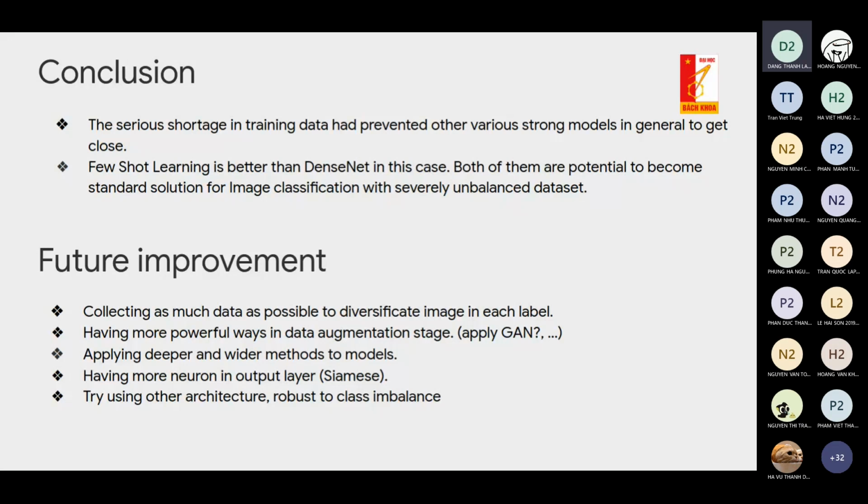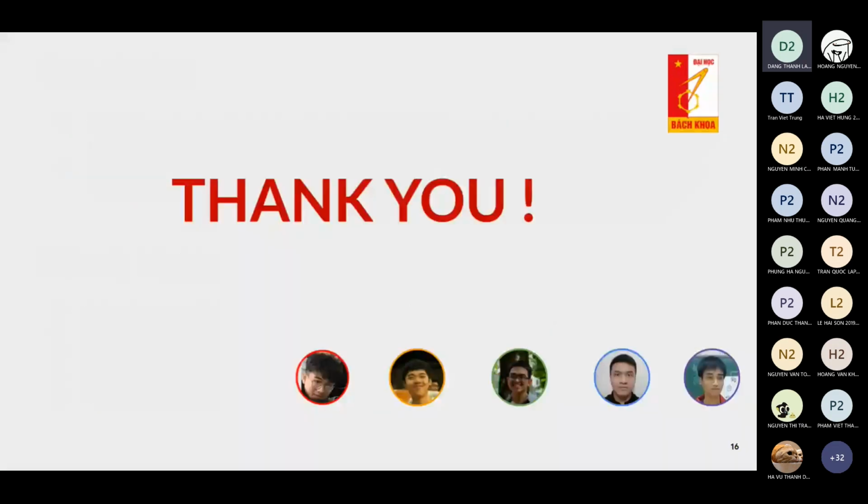For future improvement, we will need to enrich our data by collecting more images for each class, and we can think about applying generative adversarial networks to generate new images. Also, we want to try other architectures that are robust to class imbalance. So that is all of our project. Thank you for listening.